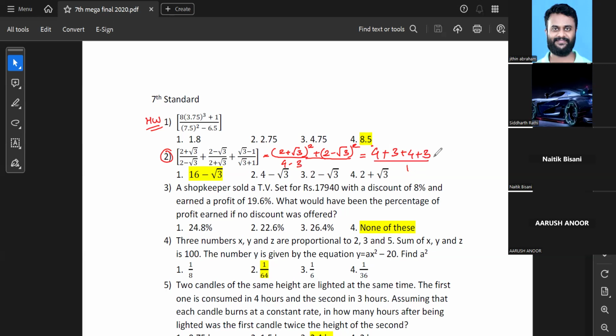And in the denominator, obviously, I have only 1. So 7 plus 7 is 14. So 14 is the answer to this part only. 14. Now to this, I'll add the remaining part.